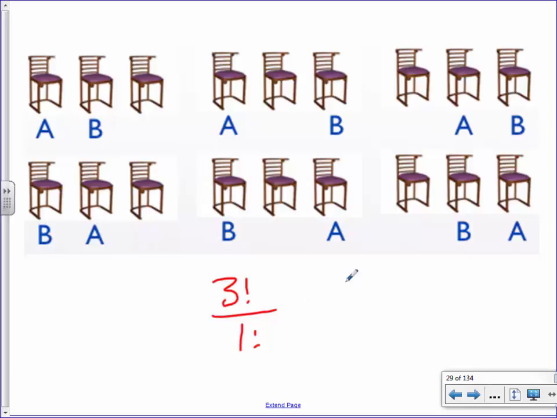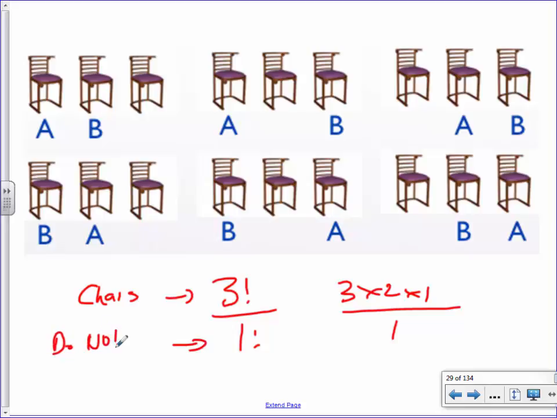Okay, well, 3 factorial is really 3 times 2 times 1. 1 factorial is just 1. So I'm going to write this out. There are 3 chairs. How many chairs do not make the cut? 1 chair.